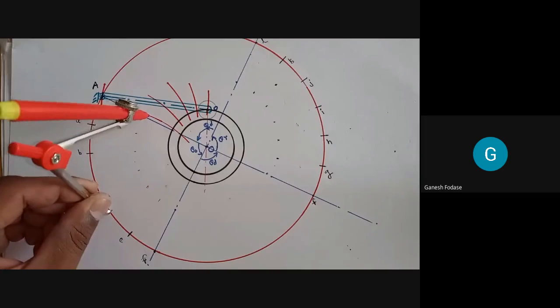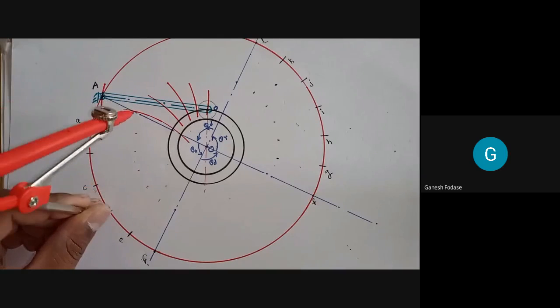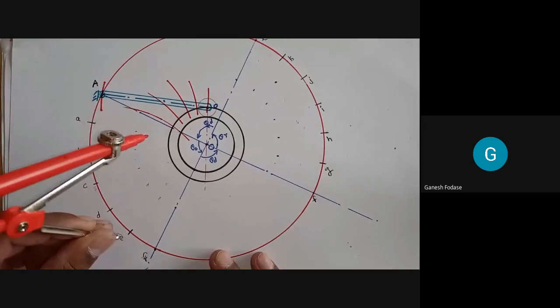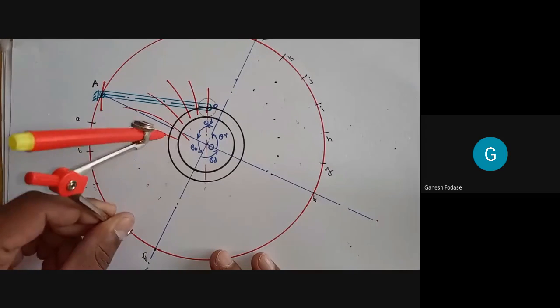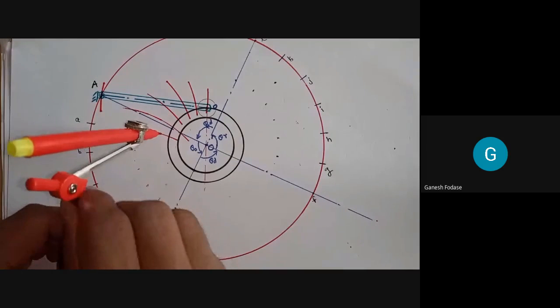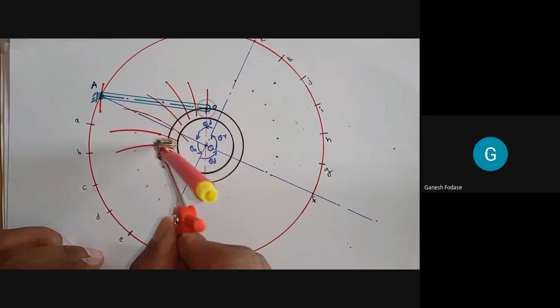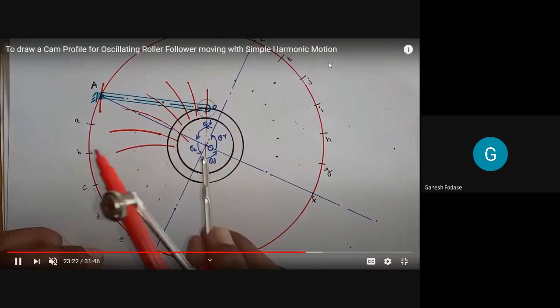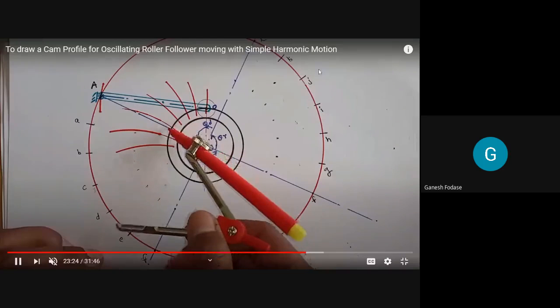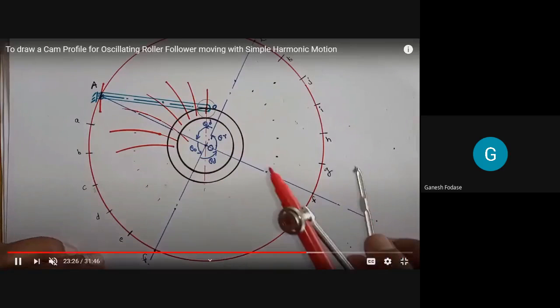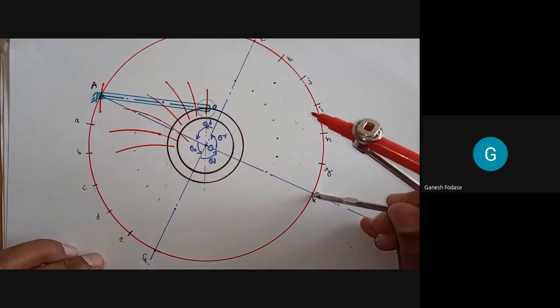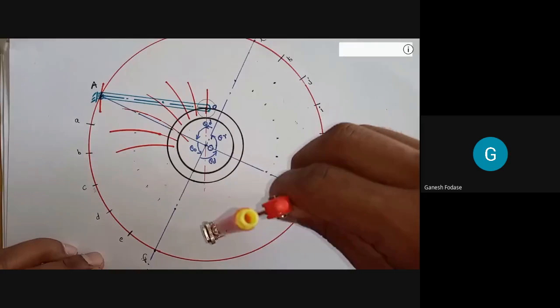Okay, and then we have to mark. Once you get point on a prime circle, from that point we'll mark distances. Other procedure is similar to roller follower procedure. Just only these things are new. You see these are 6 divisions corresponding to rise. 1, 2, 3, 4, 5, 6. Now for dwell, this is F to F is dwell. Yeah, this one.